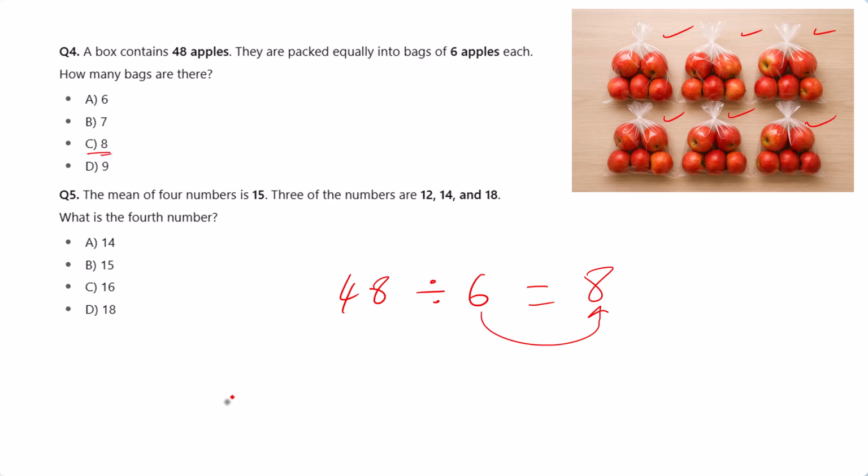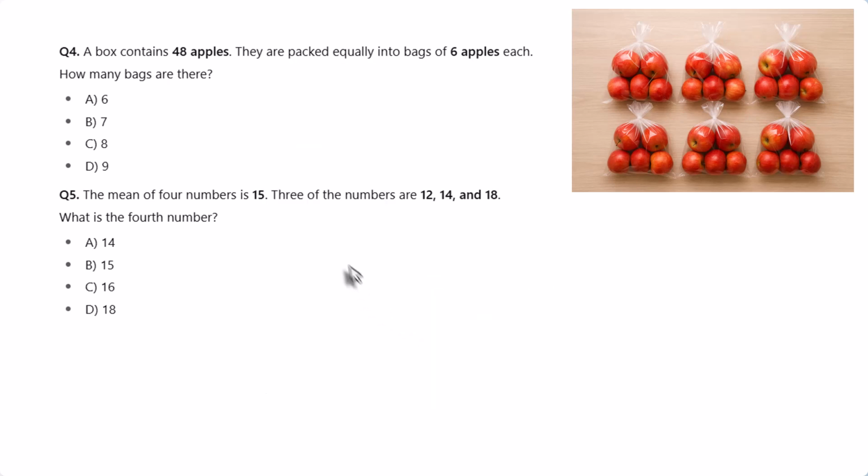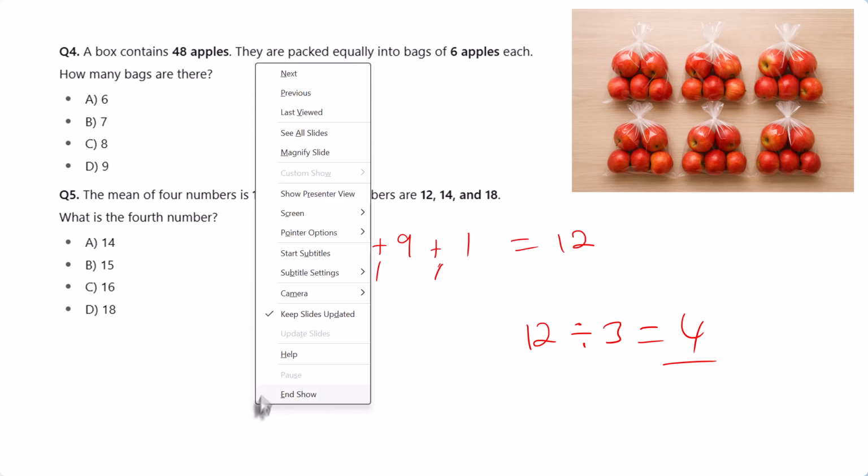Okay. Question 5. The mean of 4 numbers is 15. How do you work out the mean? Listen. Let's say, for example, I've got 3 numbers. I've got 2, and I've got 9, and I've got 1. If I want to find the mean, first I'm going to add these numbers together. And that's going to give me 12. Then this 12, I'm going to share equally between the 3 numbers. And that's going to give me 4. So to work out the mean, you add everything and divide by how many they are.